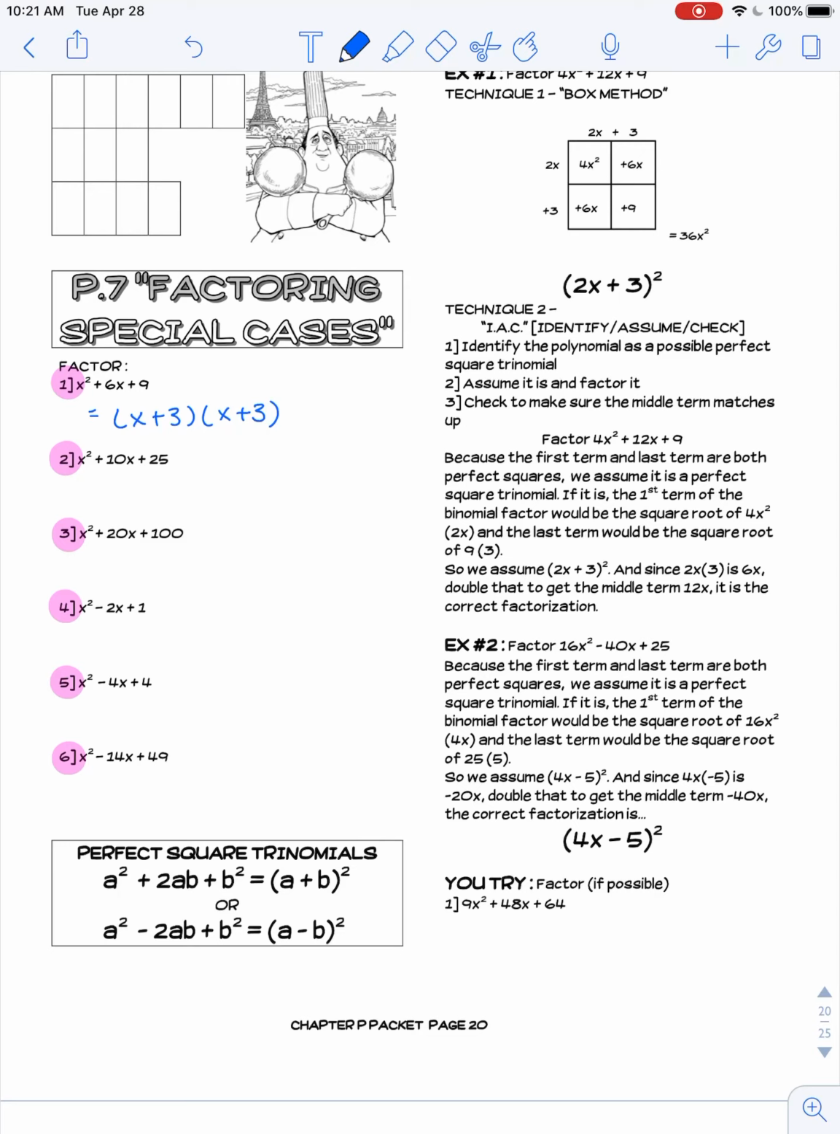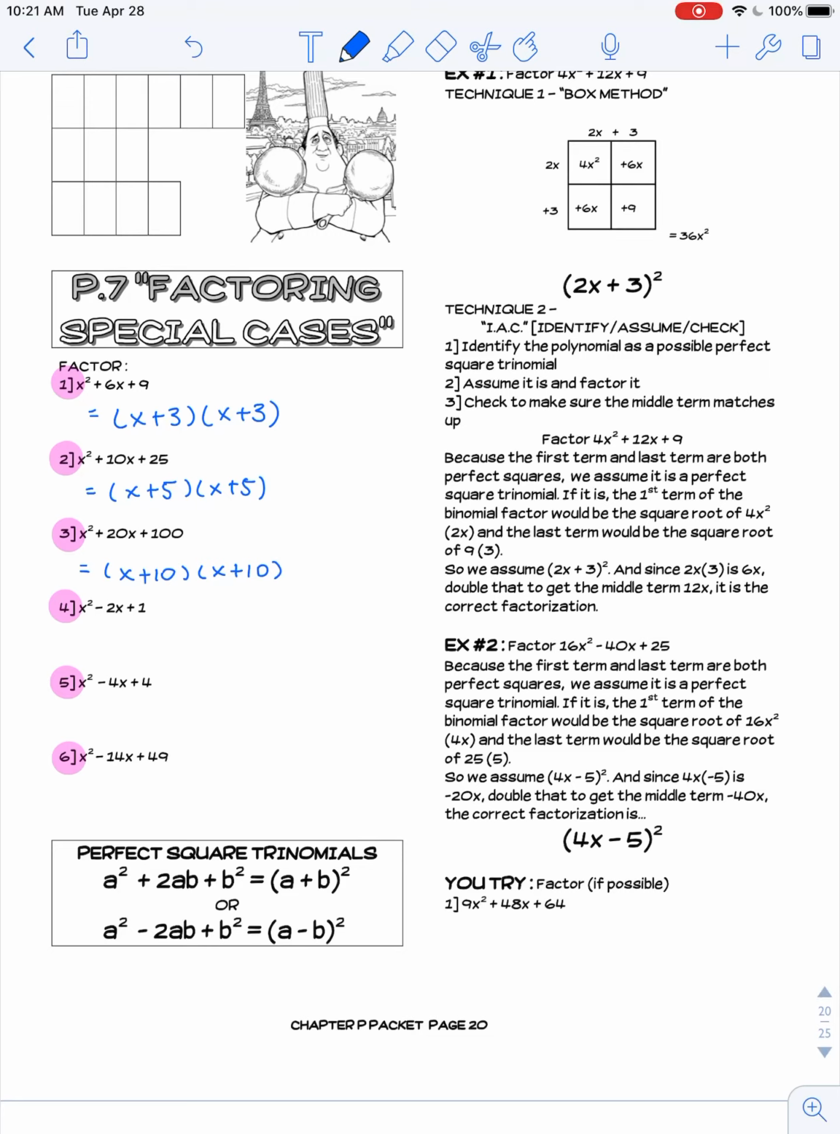Number 2, x squared plus 10x plus 25. I'm looking for two numbers that multiply to equal 25 and add to equal 10. That's going to be 5 and 5. Number 3, x squared plus 20x plus 100. Looking for two numbers that multiply to equal 100 and add to equal 20. 10 and 10.